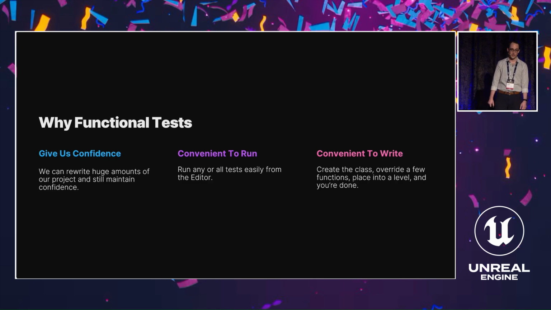They're also super convenient to run, as you might have seen in the other talk, right from the editor, which isn't the case for all kinds of automated testing in Unreal. We just need to drag a functional testing actor into a test level, and then it's essentially just a click of the button away. They're also super convenient to write. We just create a new actor based on a functional test, override a few key functions, like prepare test and on test start, and put it into the level, and we're good to go.